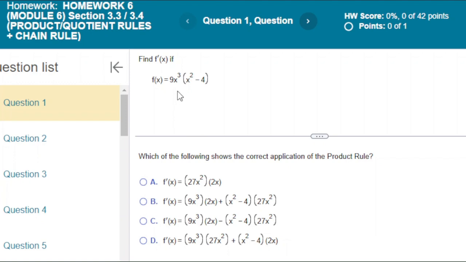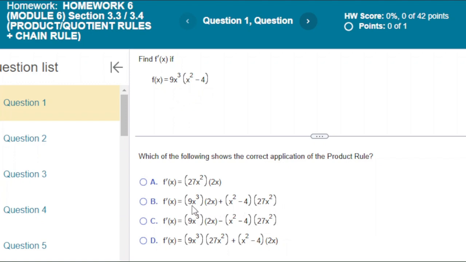So how do we do the derivative? Well, we do the first function times the derivative of the second plus the second function times the derivative of the first, right? That's how you take the derivative of a product of functions. So notice we have the first function, 9x cubed, times the derivative of the second one, which would be 2x. So notice we have 9x cubed times 2x here and also here. But then we have plus the second function times the derivative of the first. And notice that's this one right here.